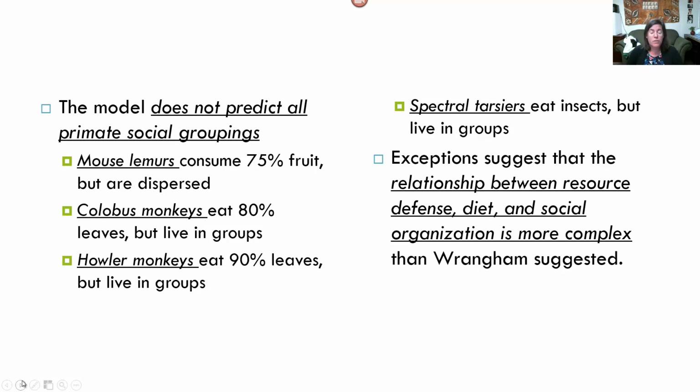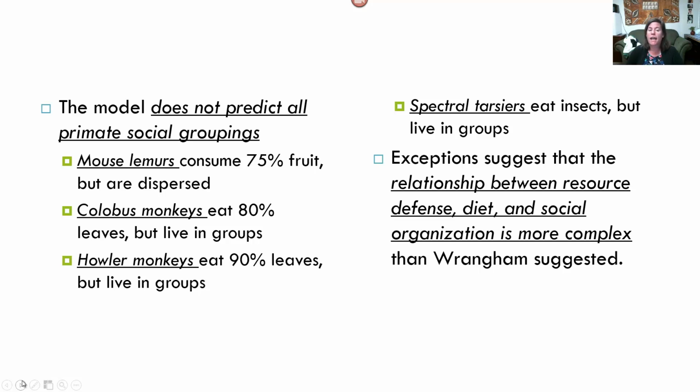There are some situations that provide some challenges to Wrangham's resource protection model. The model does not predict all primate social groupings. Mouse lemurs consume 75% fruit, but they live in a very dispersed social system. They are not group living primates, but they eat predominantly fruit. Why aren't they living in groups?